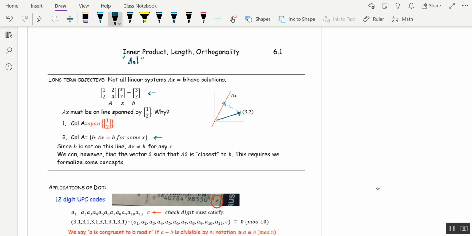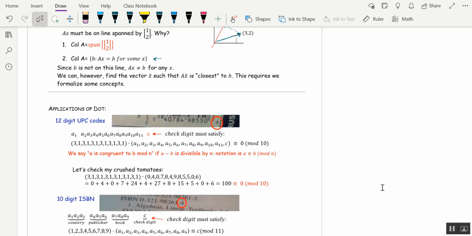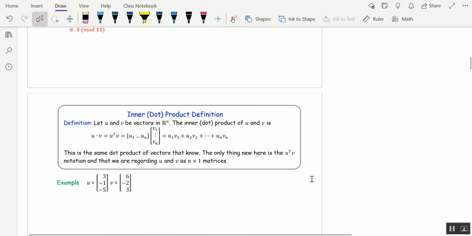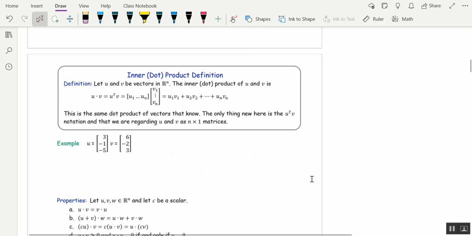And the answer is yes, and that would be called a least squares solution, and those are used in statistics quite a bit. So I'm going to let you read through these kind of interesting applications of dot product to your grocery items and ISBNs of books, and I'm just going to jump right down here to the new definition of dot. So taking the dot product hasn't changed. We're just looking at it in a slightly different light.